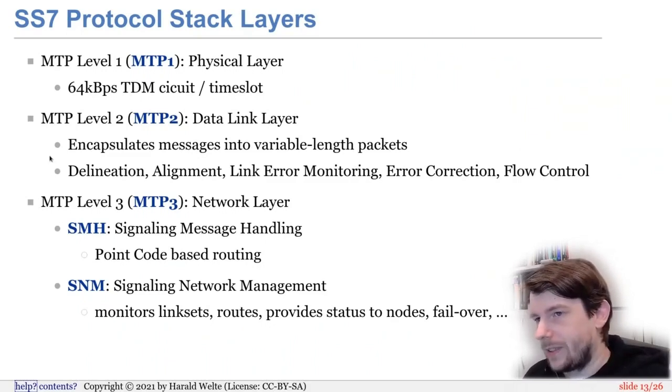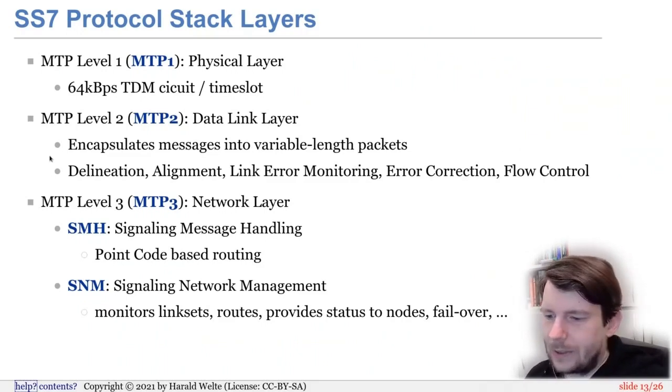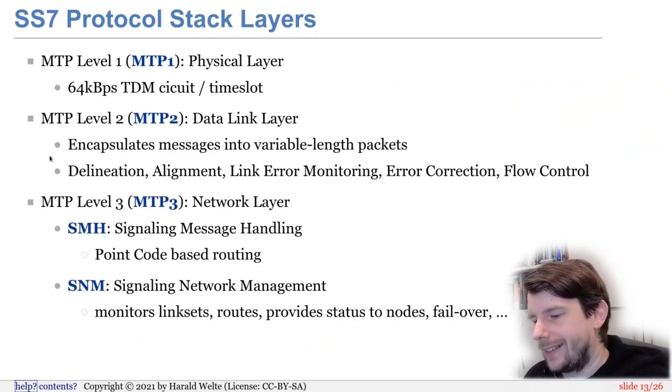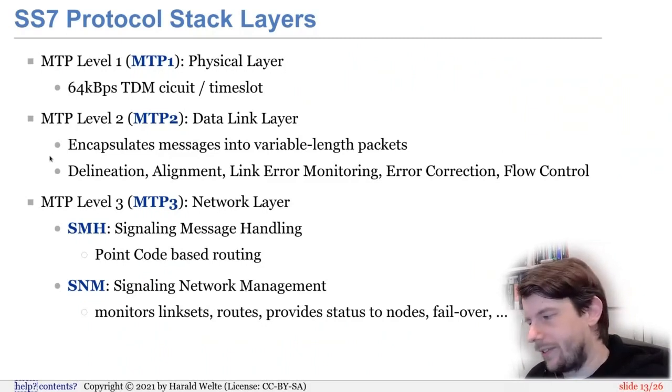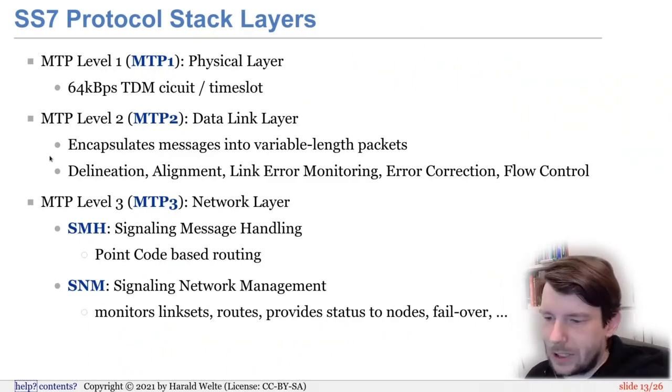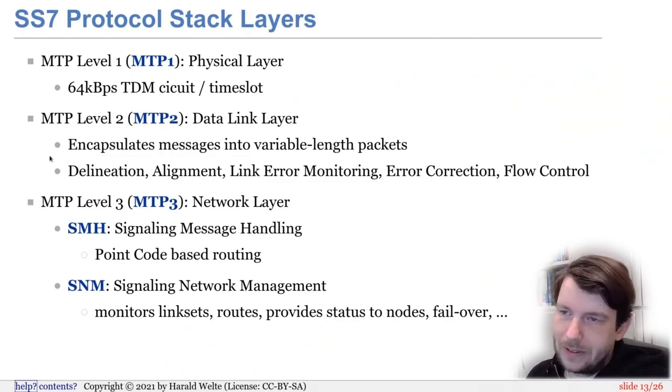And then on top of that, we have MTP level 3, which is the network layer of the network. And it consists of 2 different parts, the so-called SMH, the signal message handling, which is the forwarding and routing of messages based on point codes. And we have the SNM, the network management, which monitors link sets and routes and provides status to nodes. So if some point code becomes unreachable, it notifies the peers that this point code has become unreachable.